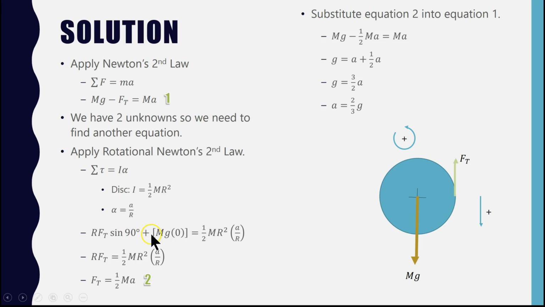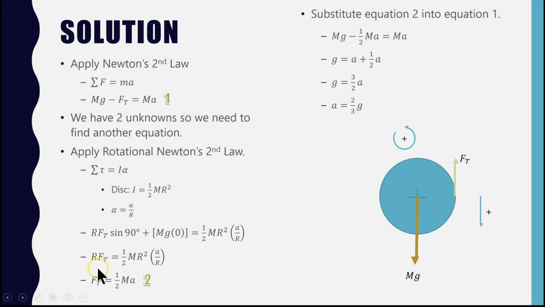My left-hand side is the torque provided by the force of tension and the torque provided by the weight. My tension acts at the radius from the center of my object. It's going to still spin about its center as it falls. My weight acts at the center of the axis of rotation, so it's not going to do anything. It's not going to provide any torque. So that's what we have going on here.